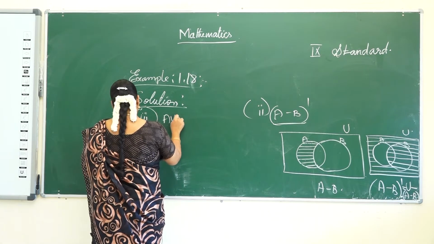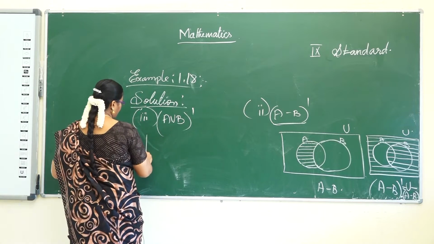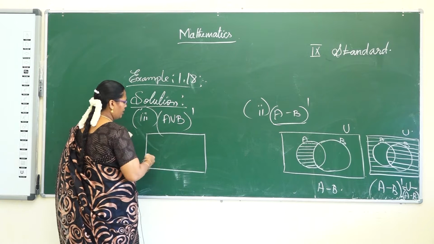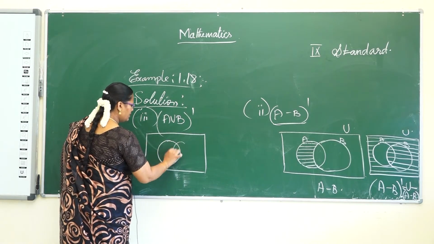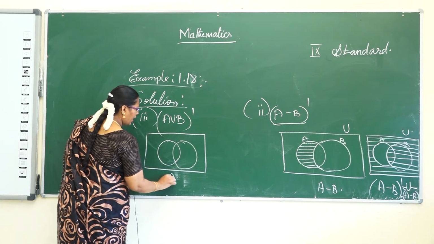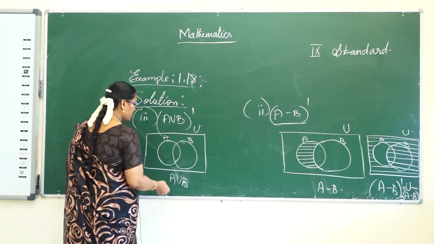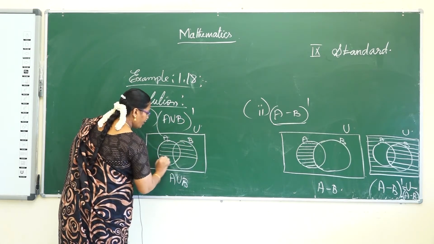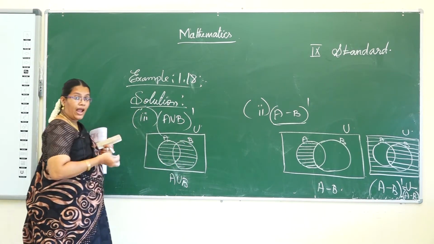A union B, the whole complement. So first draw A union B. A union B means join all the elements in sets A and B. So A, B, universal set. Join all the elements. Shade all the portion in sets A and B.